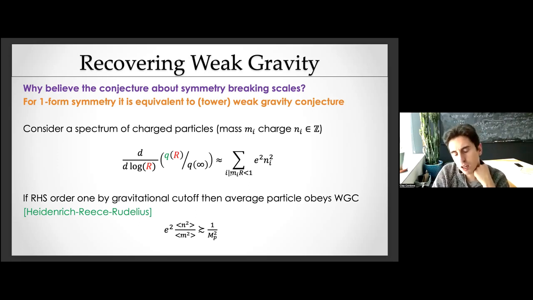One small comment is that, of course, in effective field theory, I only take into account those particles which are still mobile at the scale R that I'm talking about. So in this sum, I don't sum over all particles, but just over those that haven't been integrated out yet. And an interesting feature that you can find by manipulating this right-hand side is that if the right-hand side is order one by the time you reach the gravitational cutoff, then the average particle in my set here obeys the weak gravity conjecture. These angle brackets mean the average of the charges over all the charges, and this M means the average of the masses.